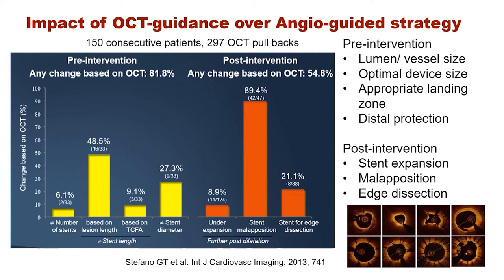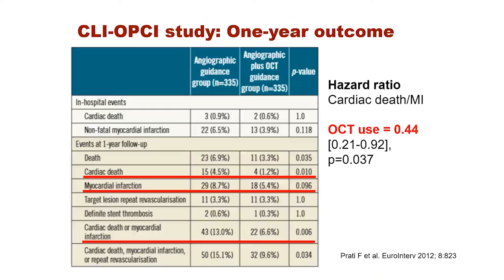This is an actual clinical study comparing angio guidance and OCT guidance. In the pre-intervention, OCT changes strategy in 82%, mainly because of lesion length, stent diameter, and finding of TCFA. In the post-intervention, OCT changes additional procedures due to stent malapposition, edge dissection, and under expansion.